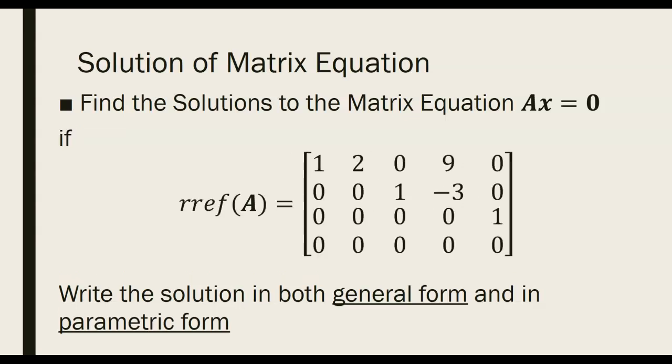Now I want you to push pause. I've already row reduced A for you, but I want you to think of what the general form of the solution to the matrix equation would look like, and then what the parametric form would look like. Push pause on the video and figure both of those out. Once you do that, unpause the video and check your answer.